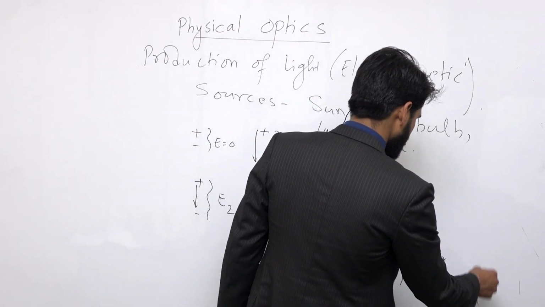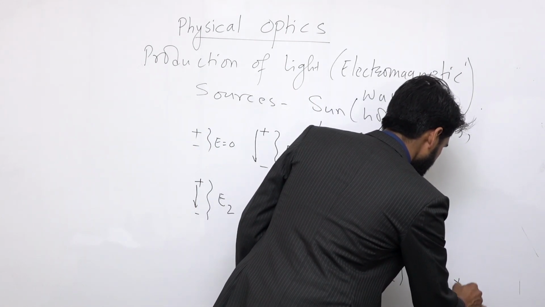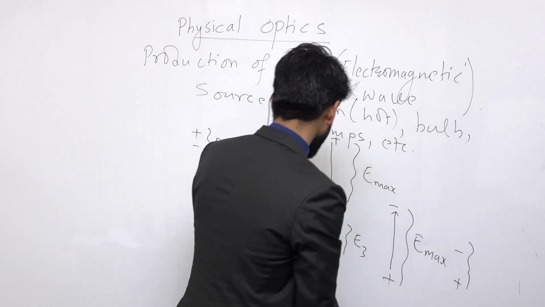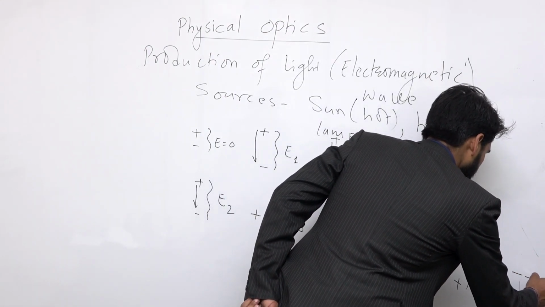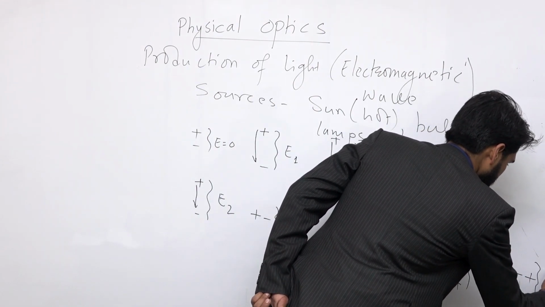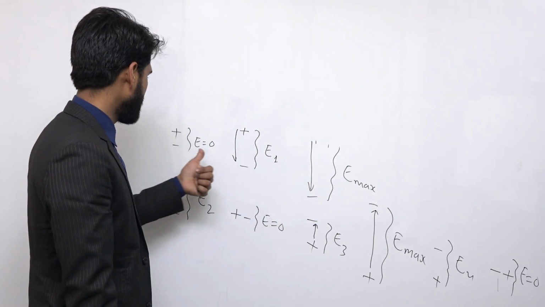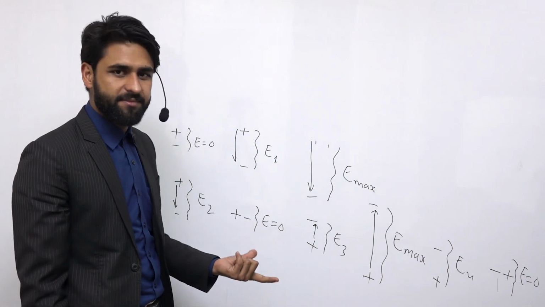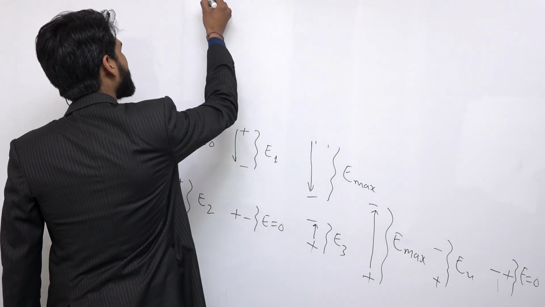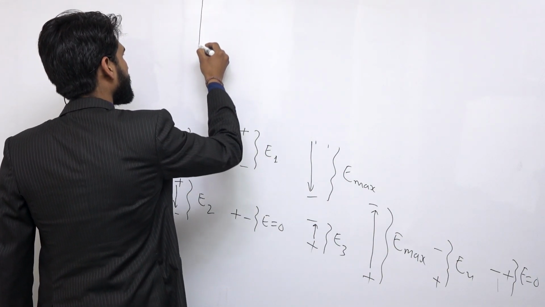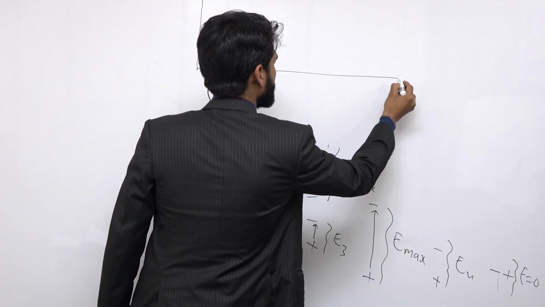Finally, let's say the charge reaches the peak value and returns back. Let's say it's E4, and the charges finally come to the mean position, and the electric field is 0 over here. Now if we try to plot the graph between electric field and time, we plot the electric field up on the y-axis, and time on the x-axis.